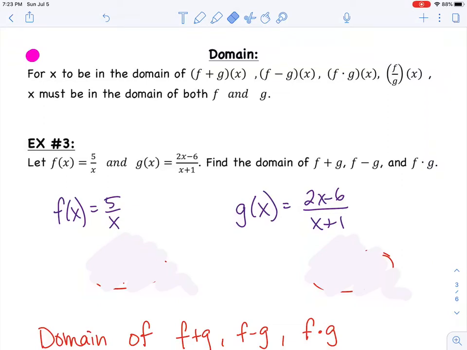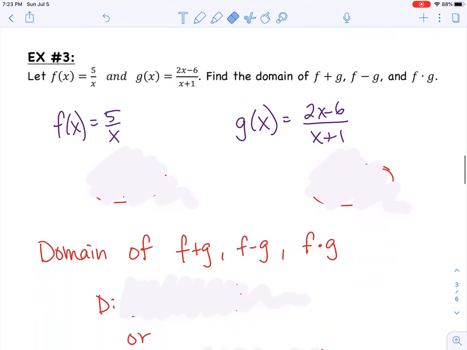Our last video in 7.4, we're going to take our combined functions. Remember when we added, subtracted, multiplied, or divided? And let's talk about their domain. Now, if x is in the domain of f and it's in the domain of g, then it should also be in the domain of them added, subtracted, multiplied, or divided together.